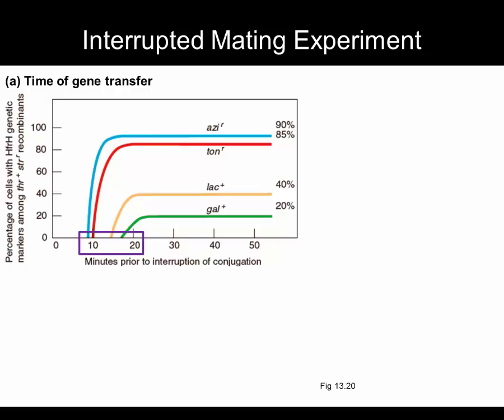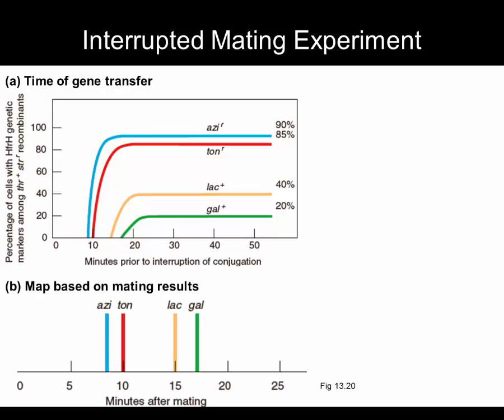The 4 markers start appearing at 9, 10, 15, and 17 minutes, just as we described. And we can use this information to make a map of the genes. Because we saw azide-resistant colonies first, then phage resistance, then lactose metabolizers, and finally galactose metabolizers, that must be the order of the genes. And since there is less time between the transfer of AZI and TON than between TON and LAC, we can conclude TON is closer to AZI than it is to LAC.